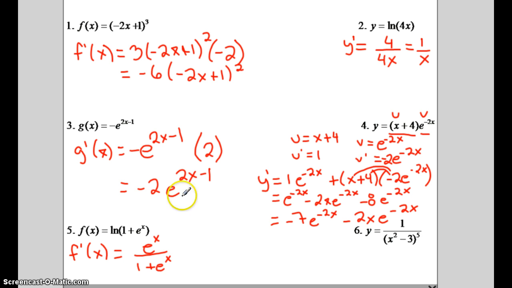So my derivative of the inside is e to the x, divided by the original inside function, which is 1 plus e to the x. That's as far as I've got.